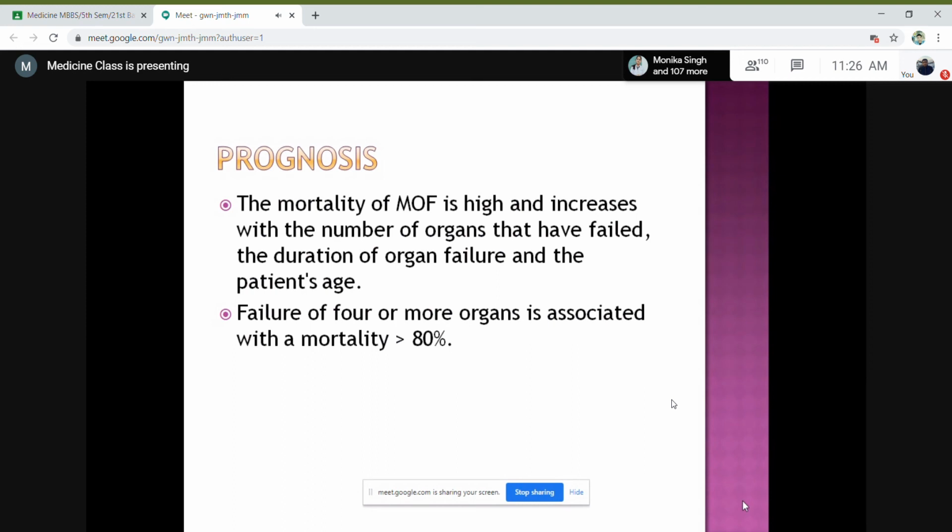Like for example, there can be renal failure, there can be respiratory failure. And as the number of organs involved increases, the prognosis becomes worse and worse. Failure of three, four or more organs is associated with mortality of more than 80%.